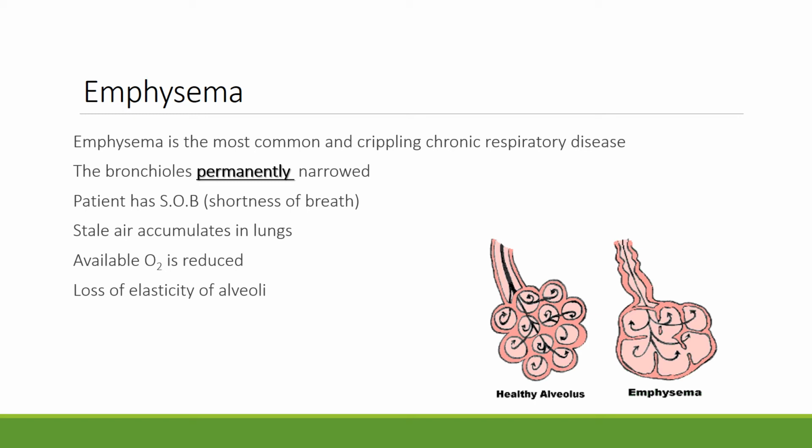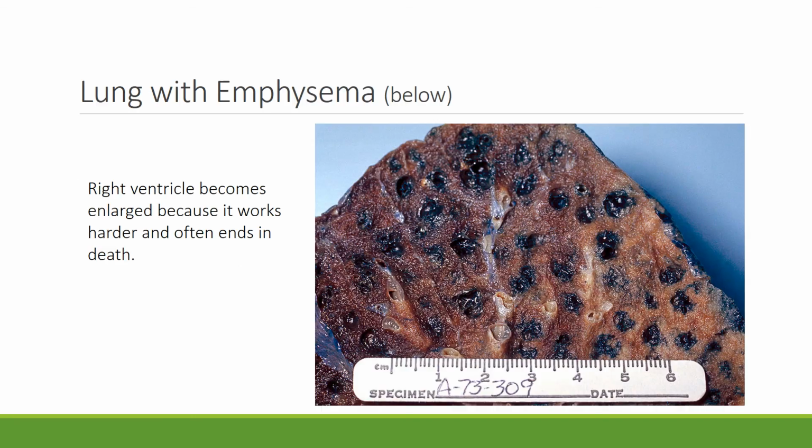In this disease, the bronchioles are permanently narrowed and the patient has shortness of breath. Stale air accumulates in their lungs, and the available oxygen is reduced. They also have a loss of the elasticity of the alveoli. When you lose this elasticity, it means that a lot of stale air will remain in the lungs.